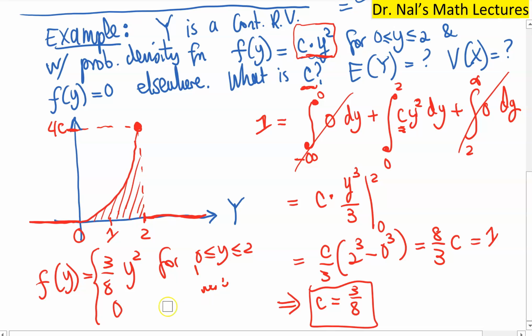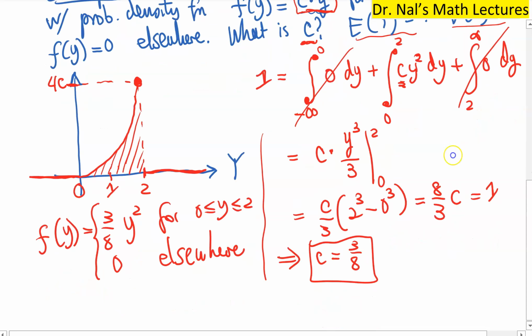Let me make it. The handwriting is not that good. Let's just do it again. There you go. And let's put that line over here. Now we can answer the second and the third question. What is the expected value? And what is the variance?